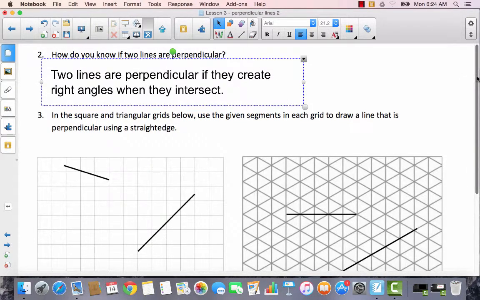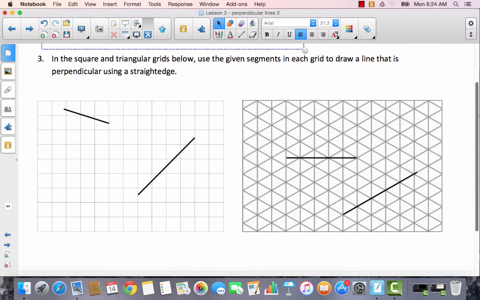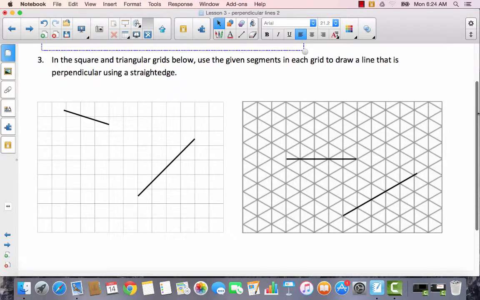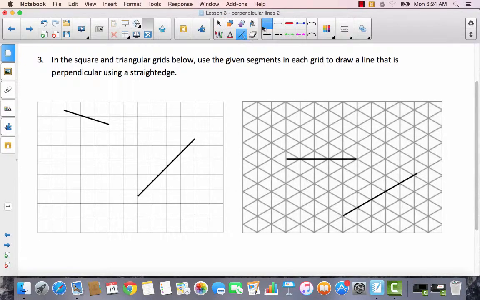All right, in the square and the triangular grids below, use the given segments in each grid to draw a line that is perpendicular using a straight edge. So you're going to have to use your ruler here, and you're going to be creating some perpendicular lines. So it keeps saying lines, but this would actually be a line segment unless you put arrows on the end. So all you have to do is make sure that you cross this line at a right angle. Now it's going to be a little bit easier for me because I have this tool that can draw a nice straight line, I just have to make sure that I'm creating right angles wherever I cross it. You can use your right angle template to make sure that you are creating right angles.